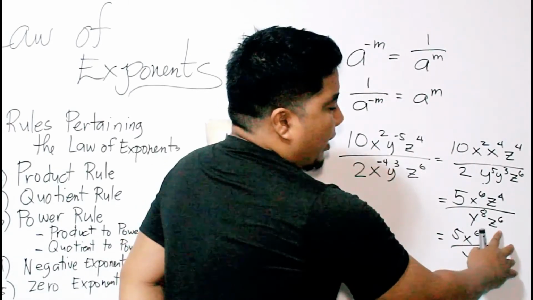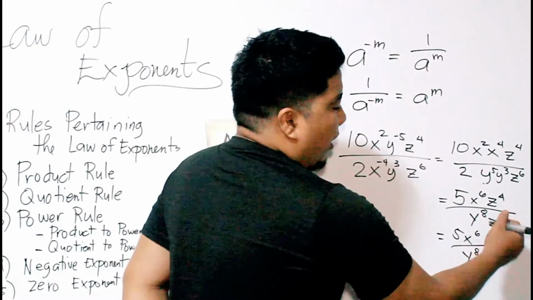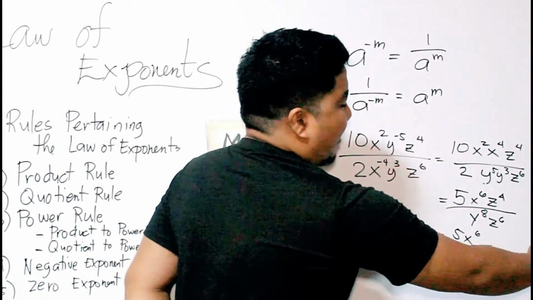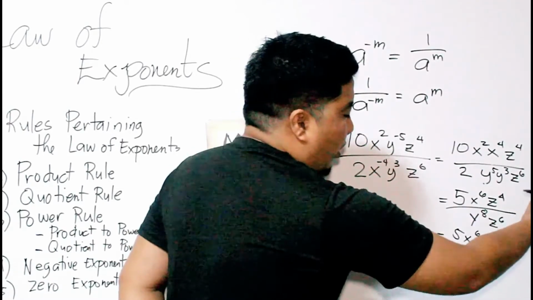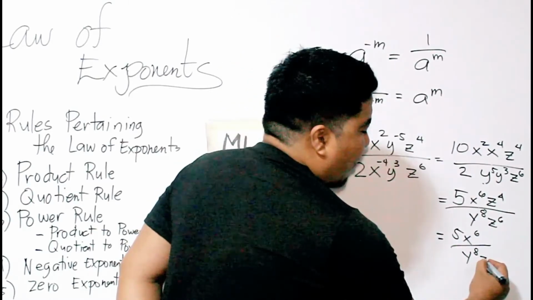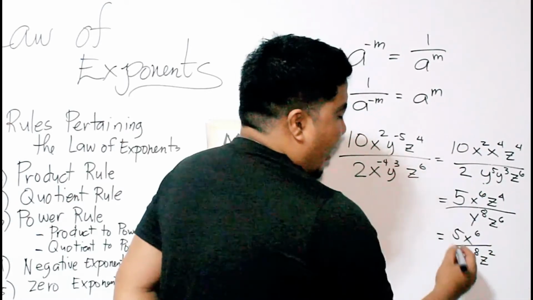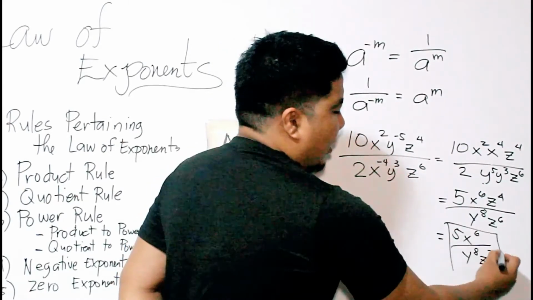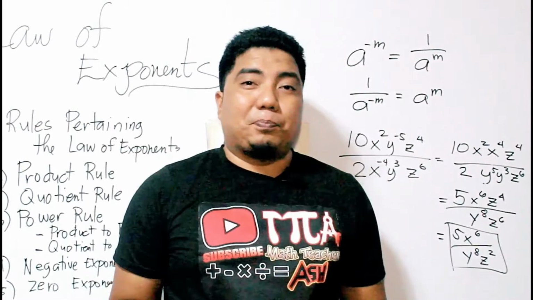Since the z here is bigger than this one, if I have z to the 4th here and z to the 6th here, I will cancel all the z to the 4th in the numerator and in the denominator. I will still have 2 more z's in the denominator side, and that is my final answer.